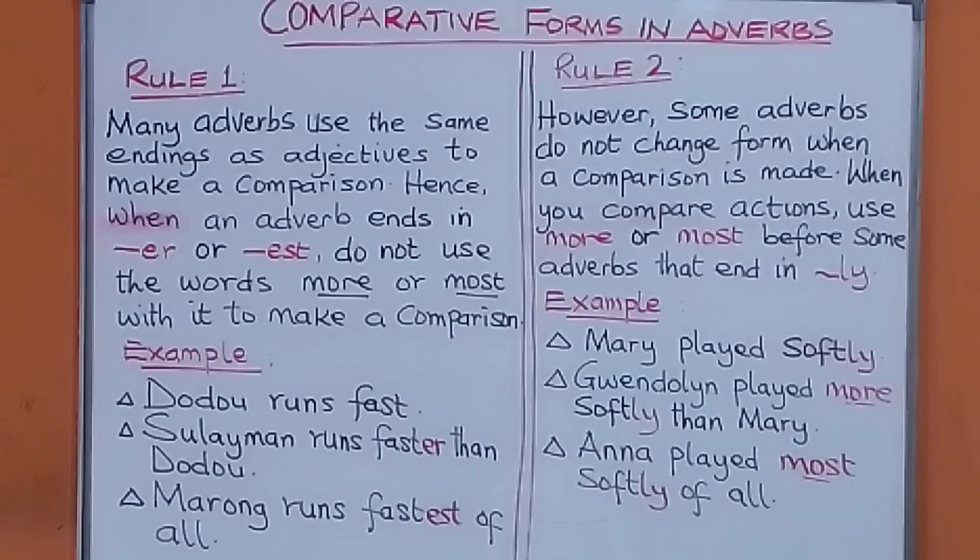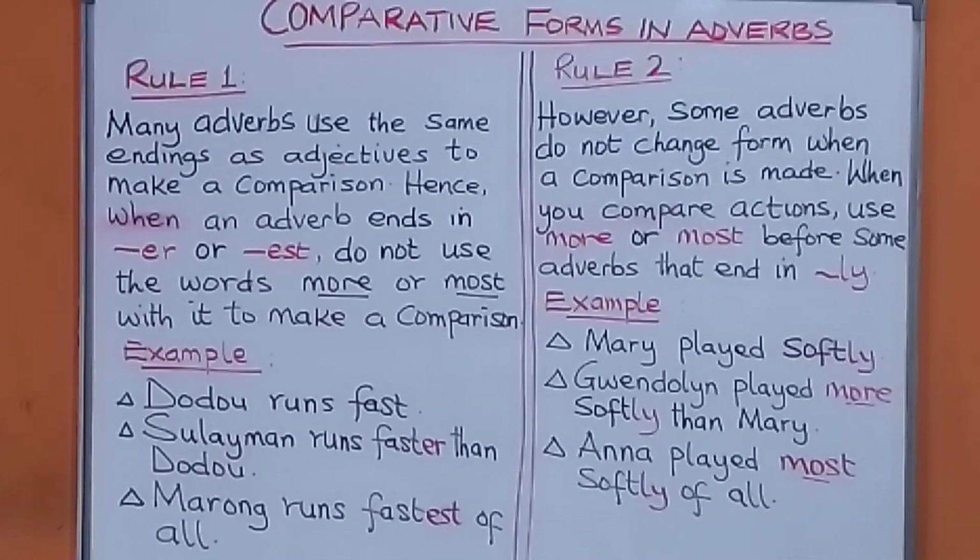So, when you see an adverb ending in ly, you don't have any option. You cannot put er there. You only use more or most before that adverb. The adverb remains the same. Mary played softly. Now, because softly has ly, you don't change it, you add more. Gwendolyn played more softly than Mary. Anna played most softly of all.